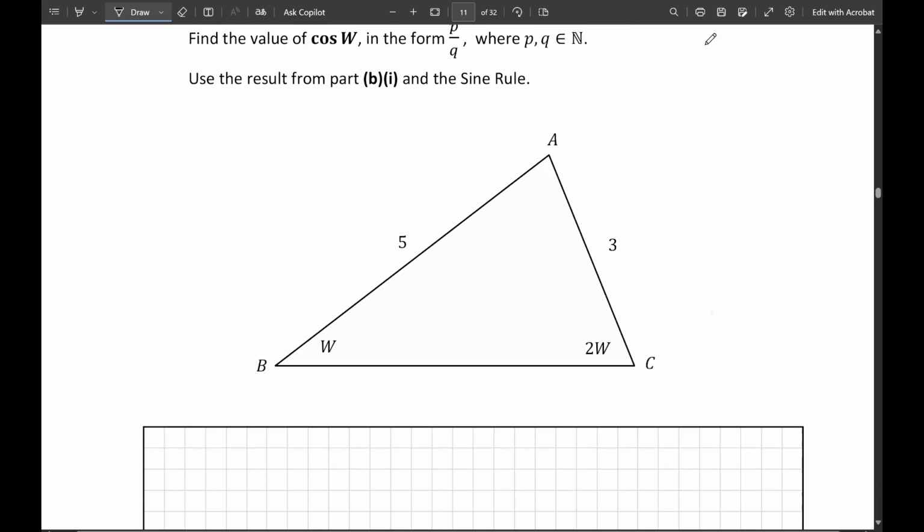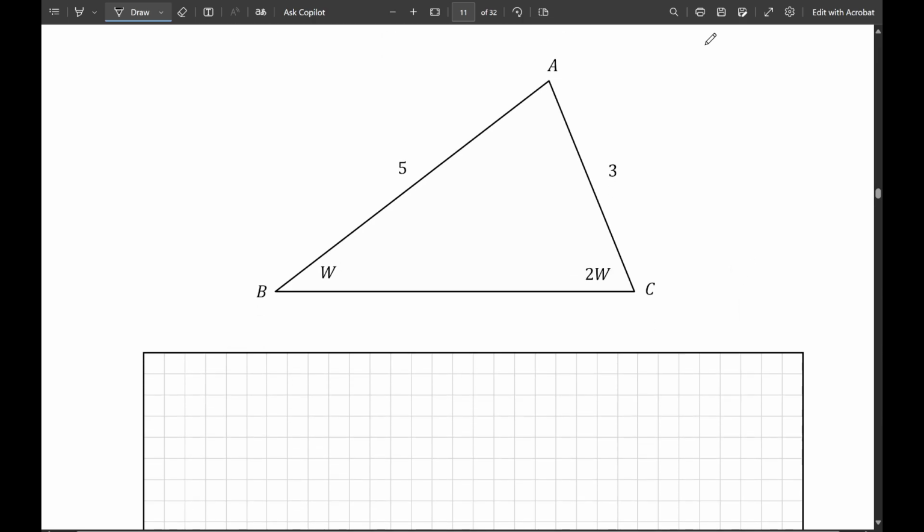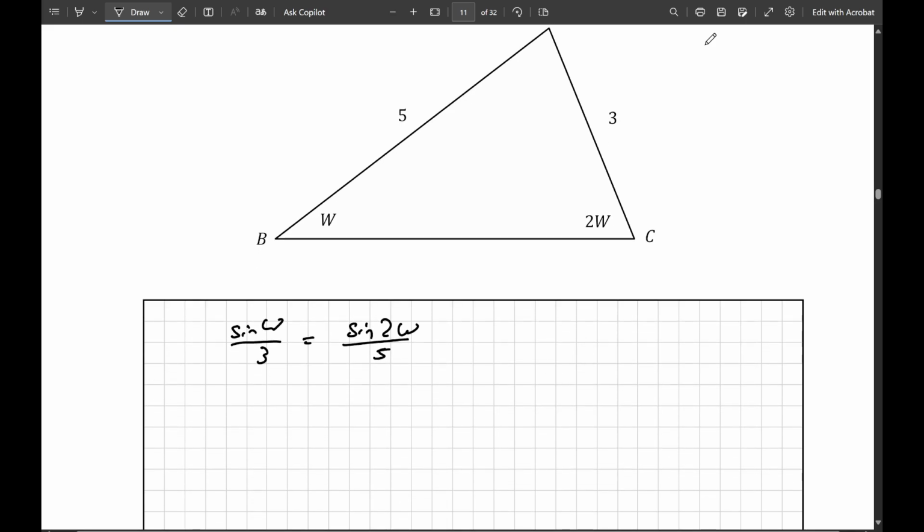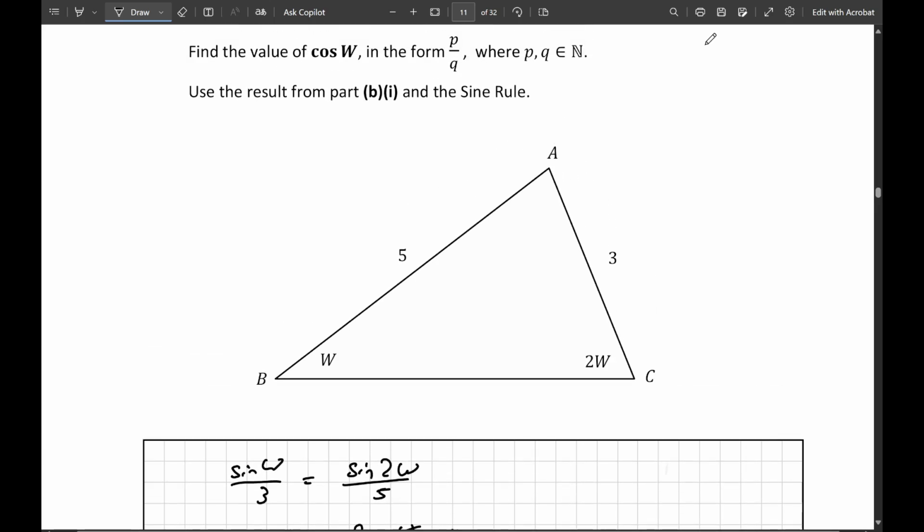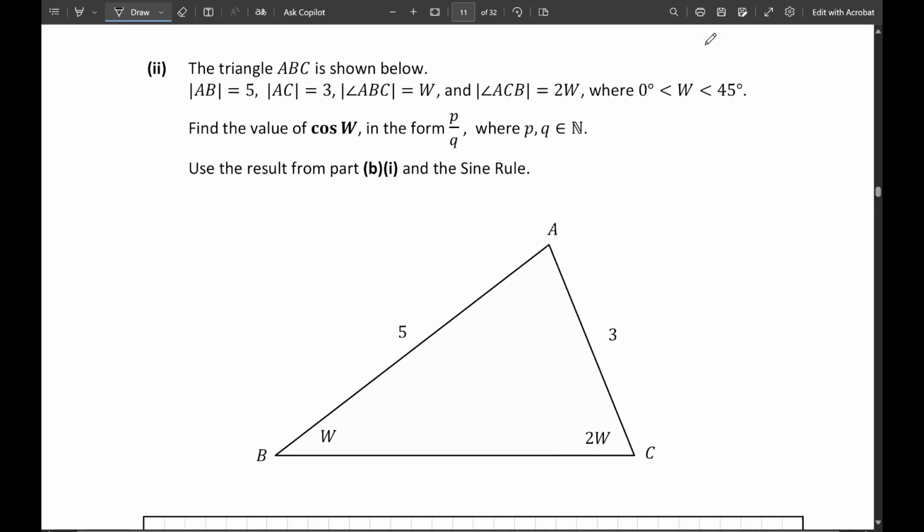Okay, well, normally you'd probably want to do the cosine rule, but we don't actually have this third side, so I think I'm going to do sine rule and see if I can get sine of W somewhere popping up. So I'll write it: sine of W over 3 equals sine of 2W over 5. And this is 2 sine W cos W, so we actually get things cancelling. So sine of W over 3 is 2 sine W cos W over 5. So the sine W's cancel. We can do that because this will never be 0, just looking at the domain.